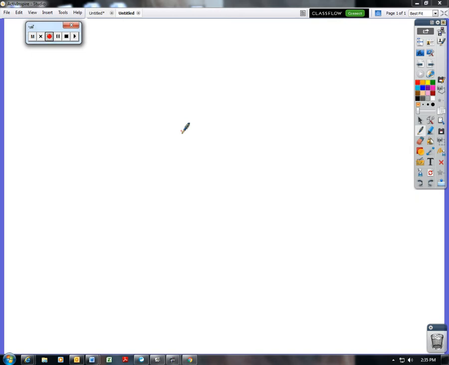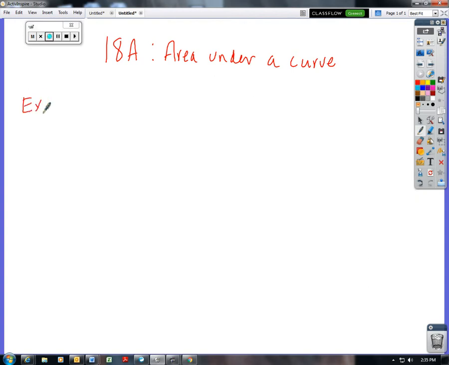This lesson is 18A, which is area under a curve. And this whole chapter is on integration. So let's consider a function. So this will be example 1.